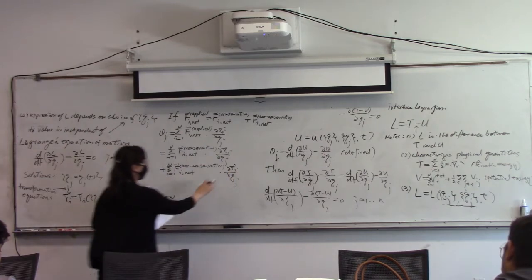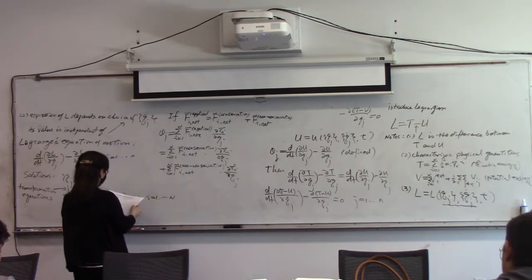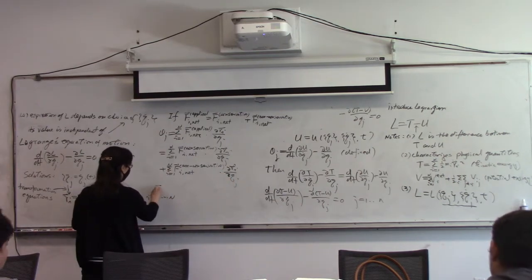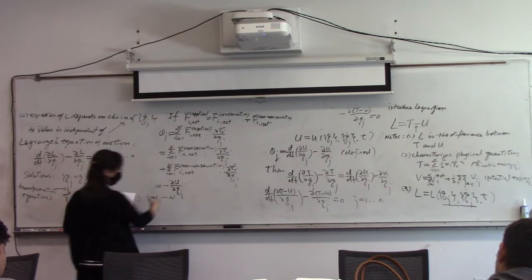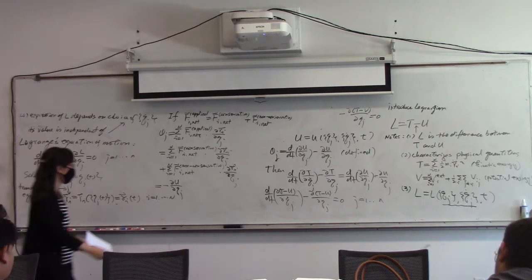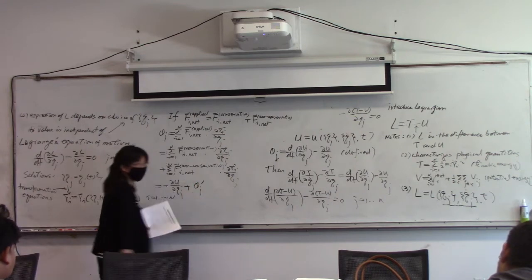Okay. So for the conservative force, we already obtained that it is the negative partial of the potential with respect to q_j, which we just discussed before. Now for the remaining part, I'm going to use Q_j prime.